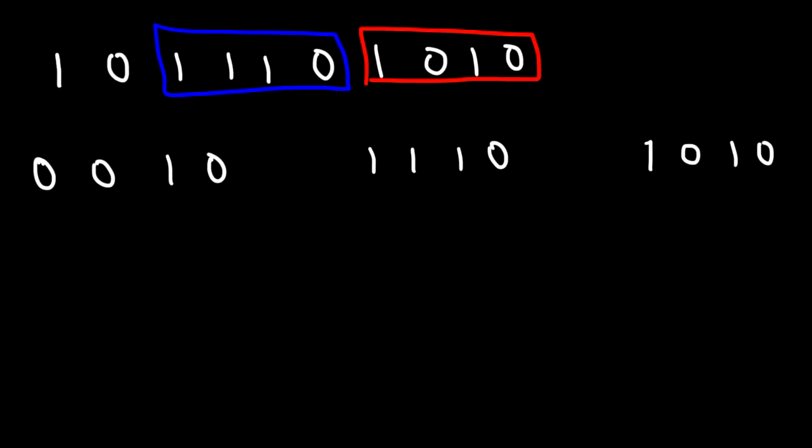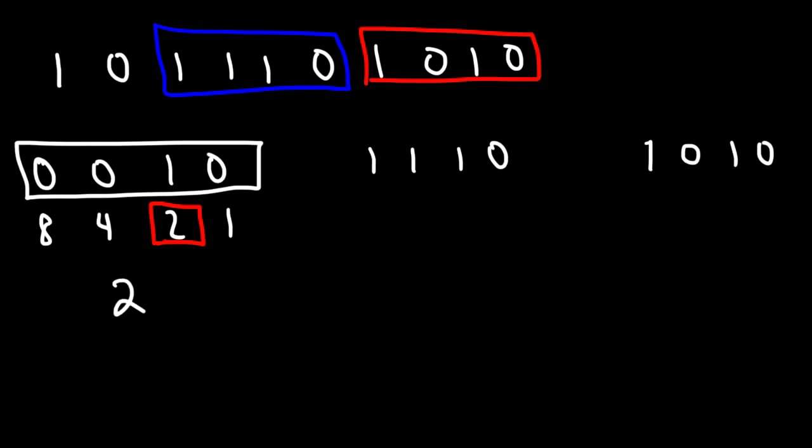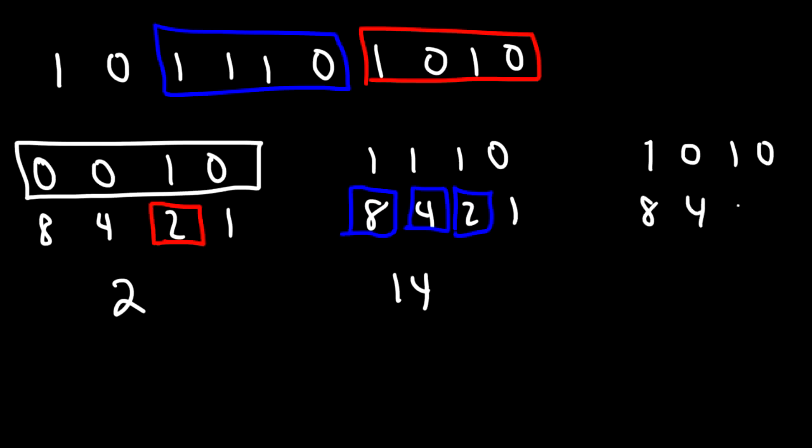So let's start with the first group. So we have the numbers 8, 4, 2, and 1. So we only have a value of 2 here. For the zeros, just ignore them. So this number, 0010, corresponds to a value of 2. For the second group of 4, we need to add 8 plus 4 plus 2. 8 plus 2 is 10, 10 plus 4 is 14. And for the last one, the significant values are 8 and 2, which will give us 10.